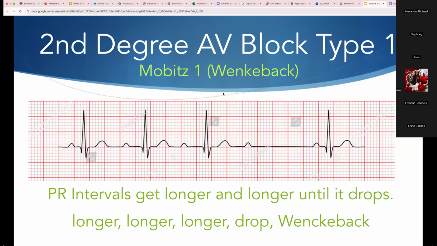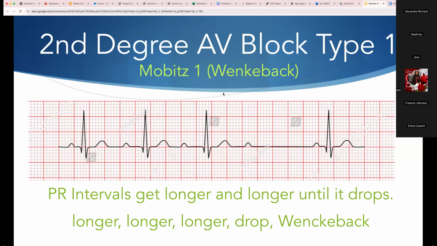Okay, so in second degree AV block type 1, the PR intervals get longer and longer until it drops. So that's what they say: longer, longer, longer, drop, Winky-Bach. So that means the PR intervals are going to be longer than 5 boxes. And then eventually you're going to lose a QRS.